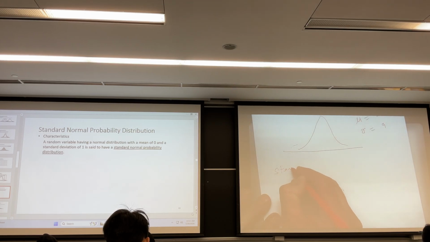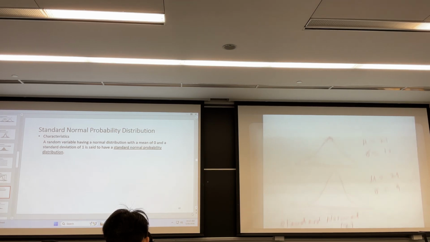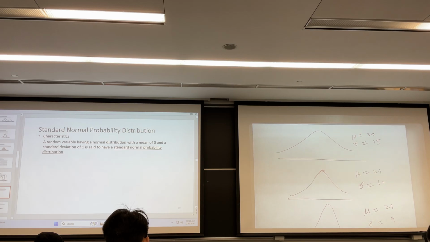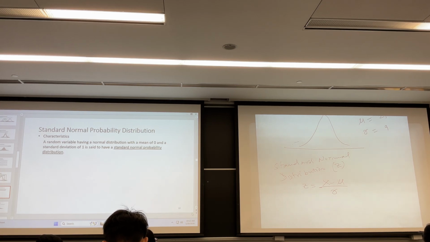A standard normal distribution, or Z distribution. How do you get that? You have these normal distributions. You can have infinite normal distributions. But when you convert them to standard normal distribution, they all look alike. They are all exactly the same. Can you tell me what is the mean of Z distribution and what is the standard deviation of Z distribution?